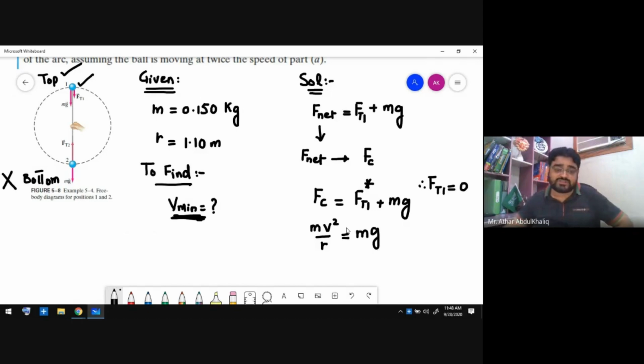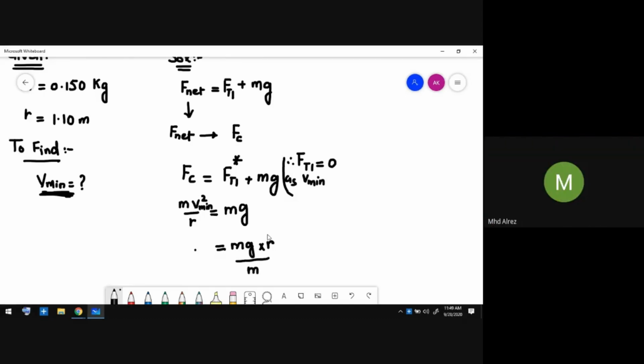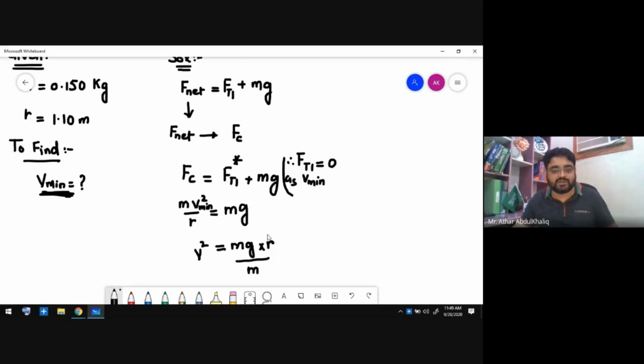Now the question is to find the minimum velocity. So I can write this velocity as v minimum. Why? Because I put the tension 0 when velocity is minimum. Now, can you simplify this relation with me? This R is divided here. On the other side, it will be multiplied, and M is multiplied to V squared, and then divide by M, right?